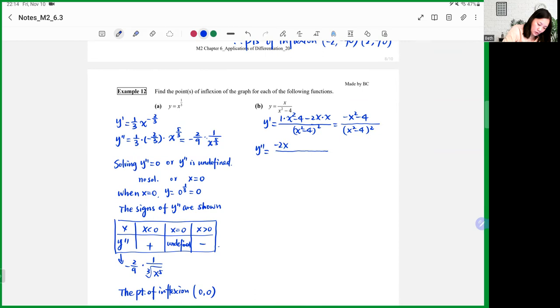D high, low, minus D low, high, divided by low square. Now watch carefully. D high, negative 2x times low, which is x squared minus 4 whole squared. D low, which is 2u du dx. Here you may miss out this one.